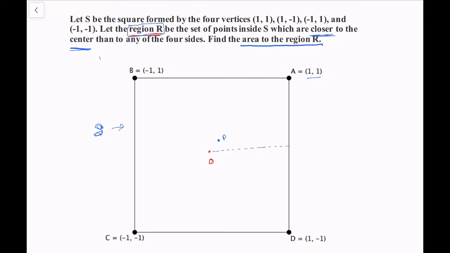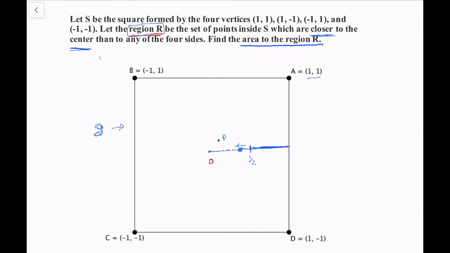For example, let's take the distance of the point O from one of the sides. Let's say AD, this particular side. So any point which is before the halfway mark will be in the region R. Any point which is after the halfway mark will definitely not be in the region.